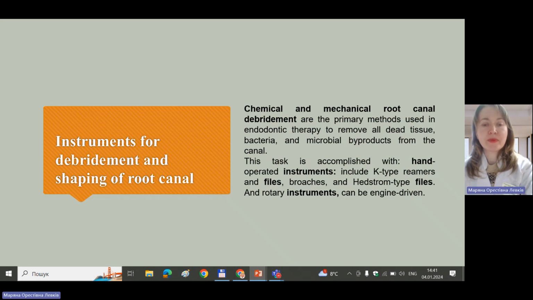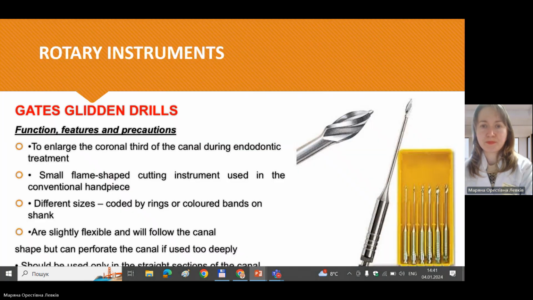Instruments for debridement and shaping of root canal. Chemical and mechanical root canal debridement are the primary methods used in endodontic therapy to remove all dead tissue, bacteria, and microbial byproducts from the canal. This task is accomplished with hand-operated instruments, including cut-type reamers and files, broaches and Hedstrom files, and rotary instruments. It can be engine-driven. Rotary instruments are subdivided into such types.